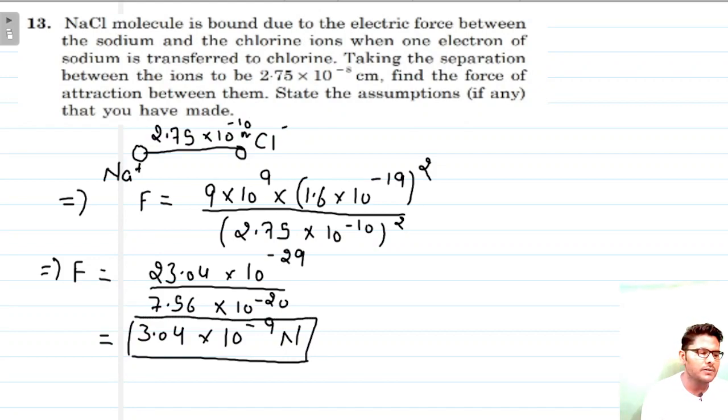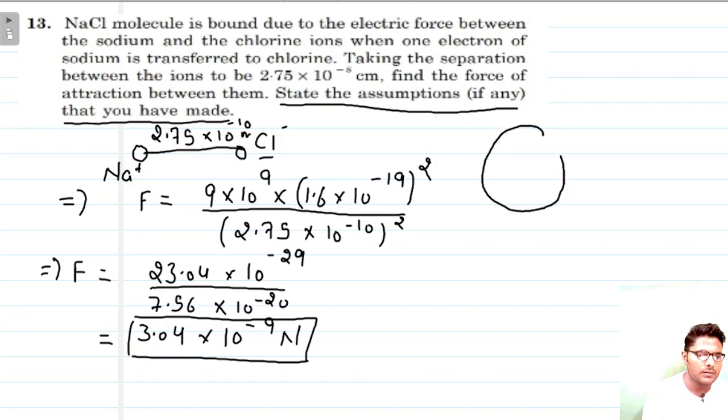In the question you have also been asked to state the assumptions, if any, that you made while solving. Suppose this is an ion, Na positive, and this is Cl negative. As you can see from your prior knowledge, the electrons revolve around the nucleus. Suppose this is the nucleus and this is the orbit. The extra electrons will also revolve, but we are assuming that these extra electrons, or the lack of electrons, are stable in their position. This is the assumption that we have made while solving our numerical.